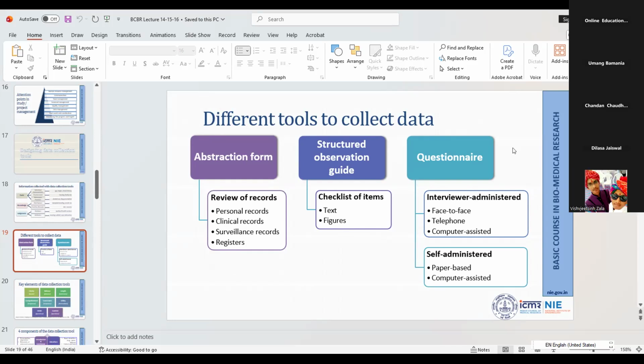In interviewer administered, the data collector asks questions to the participants. It could be face-to-face, on telephone, or computer assisted or phone assisted, or sometimes now we are using software like ODK Collect. And in self-administered, it could be paper-based, where the participant himself will fill in his data, or it could be computer assisted or a Google Form questionnaire.